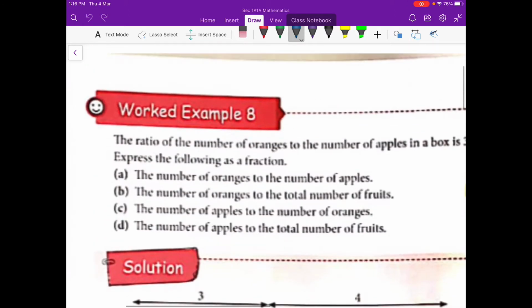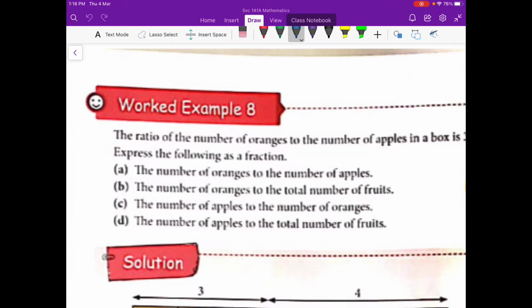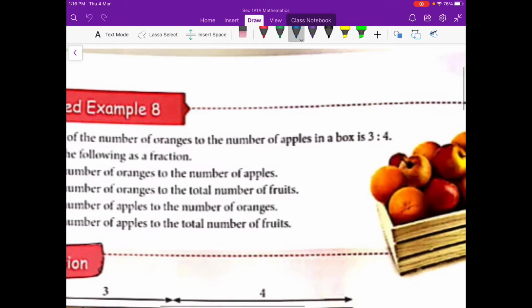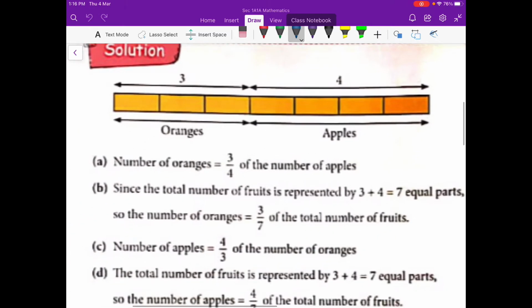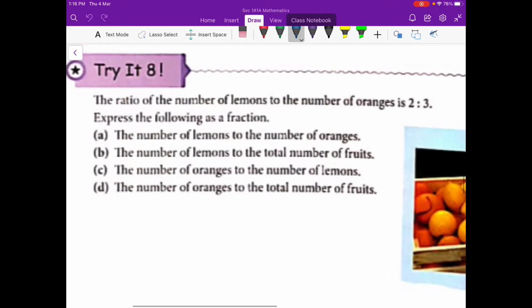So if they want part B, the number of oranges to the total number of fruits. In ratio, what would that look like? Number of oranges to total number of fruits. Oranges, 3. Total number of fruits, 7. 3 to 7 as a ratio. But in a fraction, what will it look like? 3 over 7 or 3 out of 7. And that's it. 3 out of 7. Now, is this difficult? No, it's just our ratio, just that we put it in a fraction form only. Okay, so I think we can skip that and we try it 8 right now.